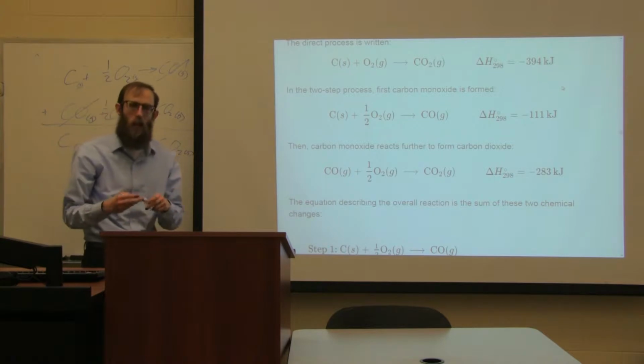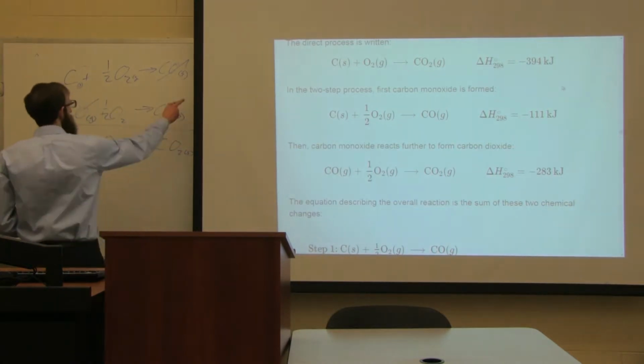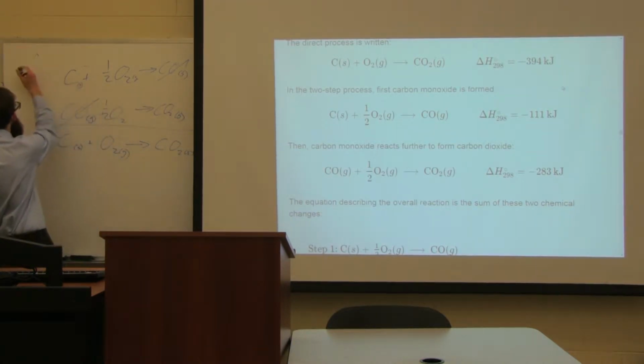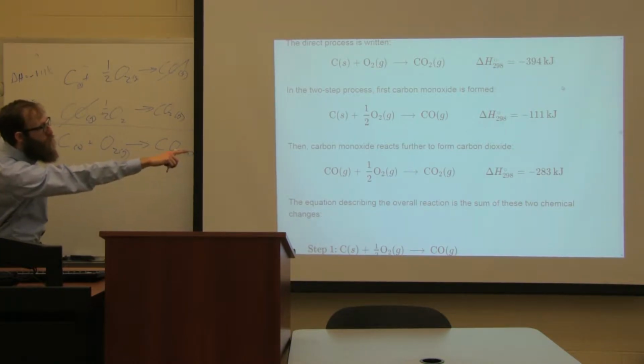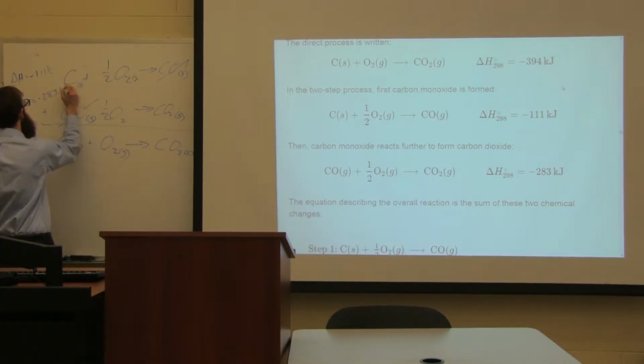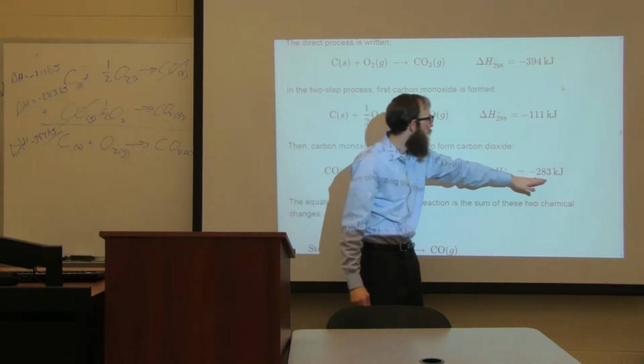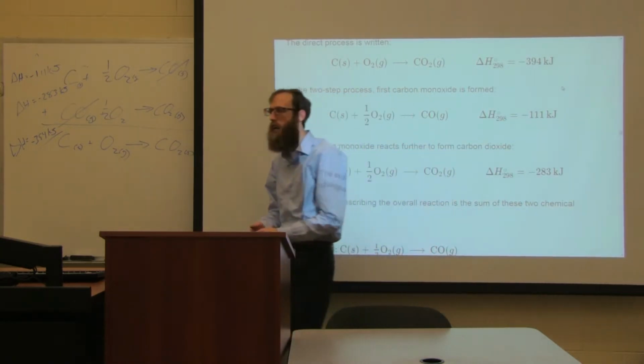Well, how do we go about manipulating these values? Delta H is negative 111 kilojoules for this. Delta H for this is equal to negative 283.3 kilojoules. Right? Well, when we add these together, we will find that the delta H for this overall reaction is the sum. So that's negative 394 kilojoules. Negative 283 plus negative 111 is negative 394.